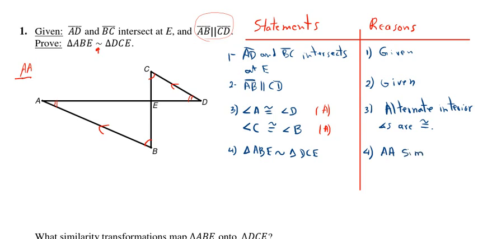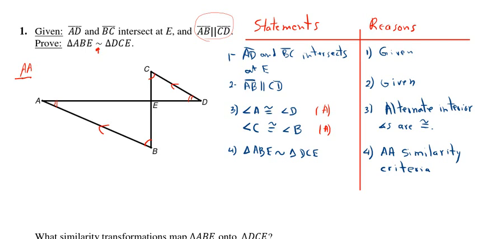I'm going to be specific here, similarity criteria, because now we have a criteria for similarity as well as for congruence, so I just want to be specific. Okay, and so we're done. We got to our conclusion, which is to prove that triangle AVE is similar to triangle DCE, and that's the end of the proof. So let's see if we have any questions here. Any questions?